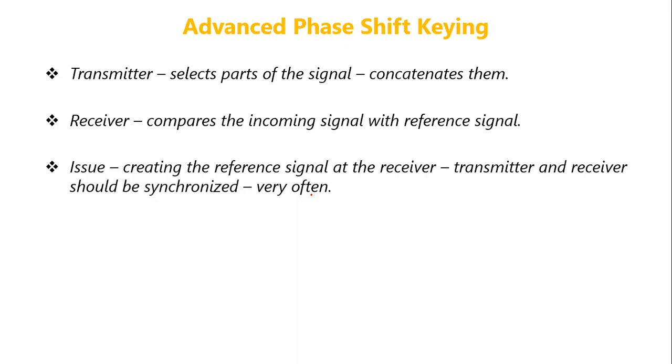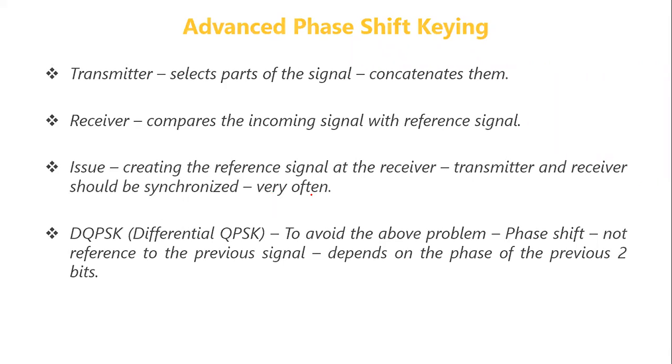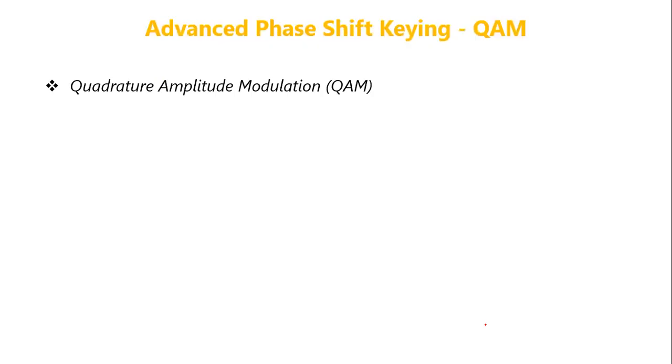But this can be avoided by using a technique called differential quadrature phase shift keying. If you use differential quadrature phase shift keying, then the receiver need not depend on any reference signal. Rather, the receiver can regenerate the signal depending on the previous two bits. Depending on the phase of the previous two bits, the signal can be regenerated. Like how here we use 2 bits, the number of bits can be increased.